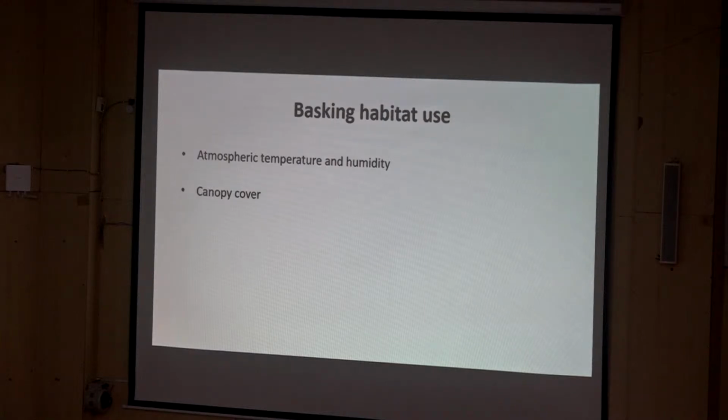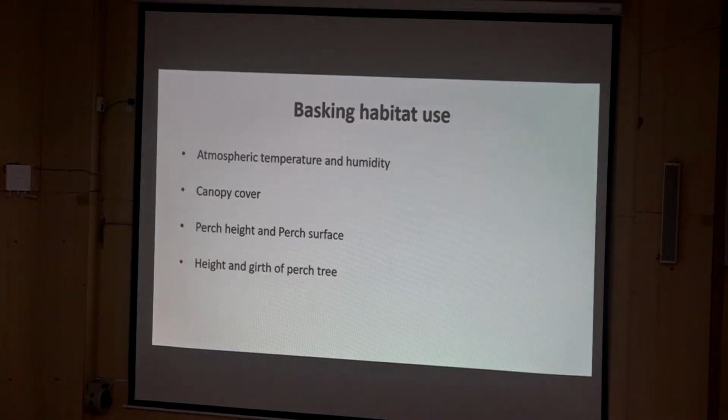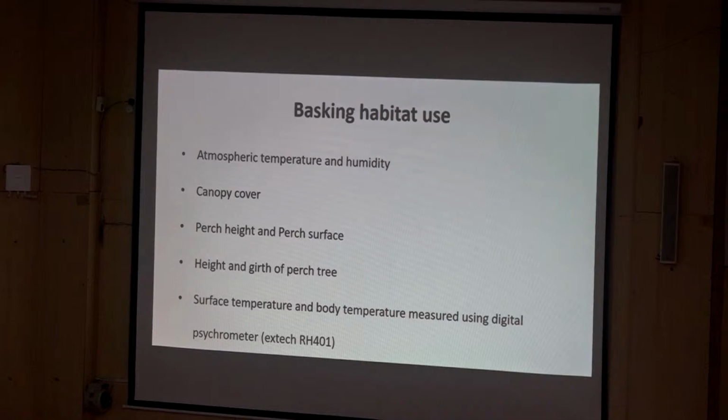We also measured microhabitat variables when we encountered lizards. The variables were atmospheric temperature, humidity, canopy cover, perch height, perch surface, height and width of the perch tree, substrate temperature, and the body temperature.